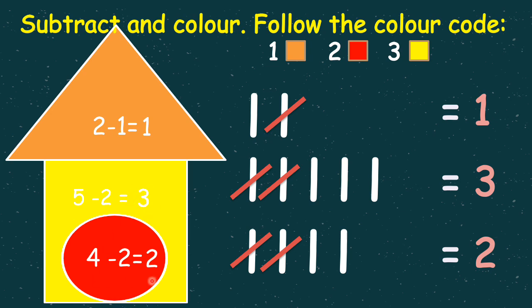So 4 minus 2, similarly, open 4 fingers. Then it says minus 2. What does minus 2 mean? You need to remove or you need to fold 2. 1, 2. So how many? When you close 2 fingers, how many fingers are remaining of the 4 fingers that you had kept open? You will have 2 fingers which are open, and that is the answer.